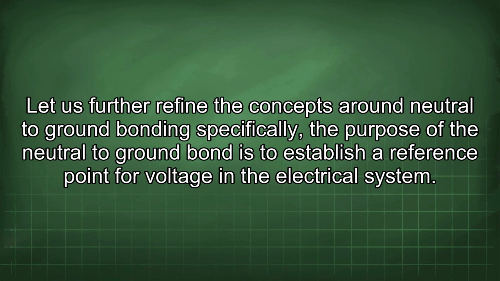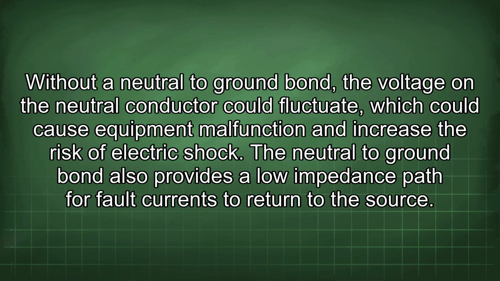Let us further refine the concepts around neutral to ground bonding specifically. The purpose of the neutral to ground bond is to establish a reference point for voltage in the electrical system. Without a neutral to ground bond, the voltage on the neutral conductor could fluctuate, which could cause equipment malfunction and increase the risk of electric shock.